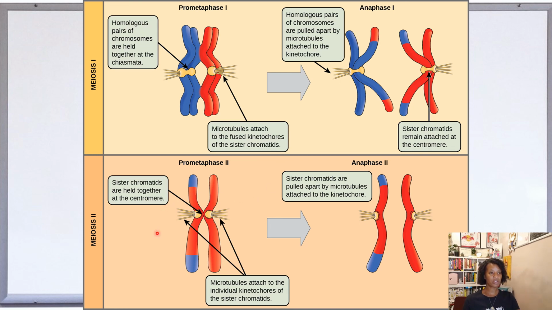Then in meiosis 2, sister chromatids are still held together by the centromere, but during anaphase, cohesin proteins start to break down, so the sister chromatids are then pulled apart, centromeres letting go, kinetochores moving, pulling each one to each side.